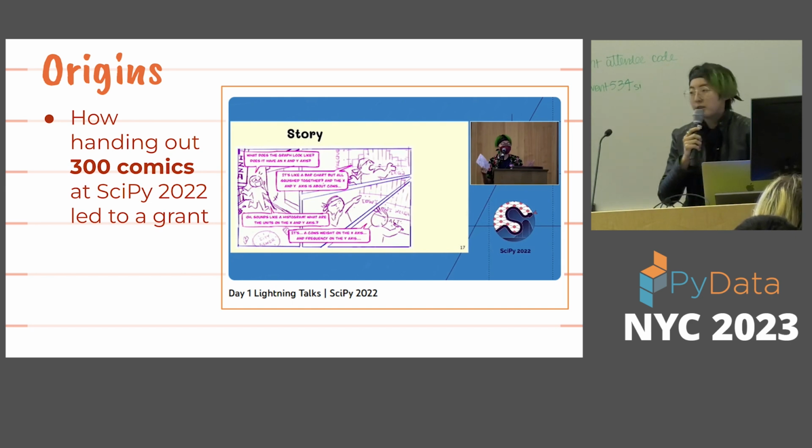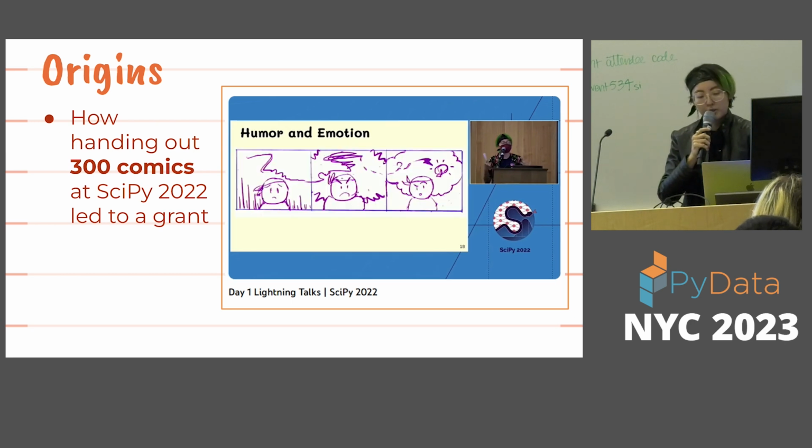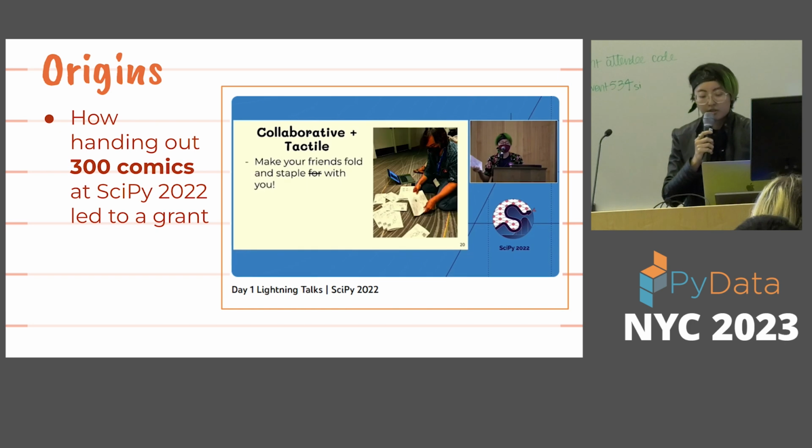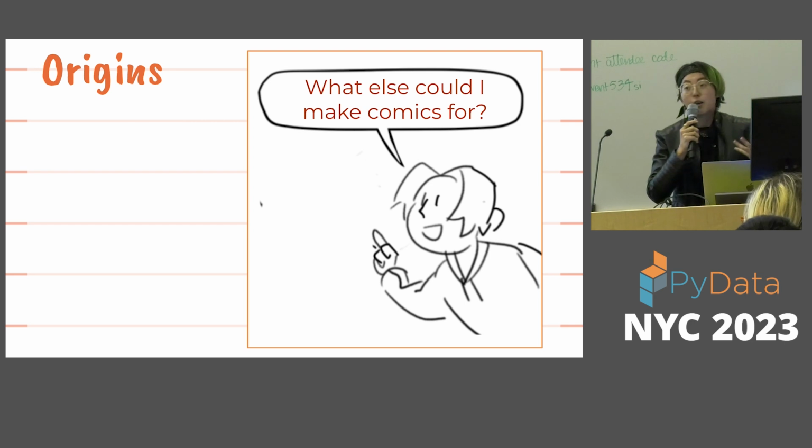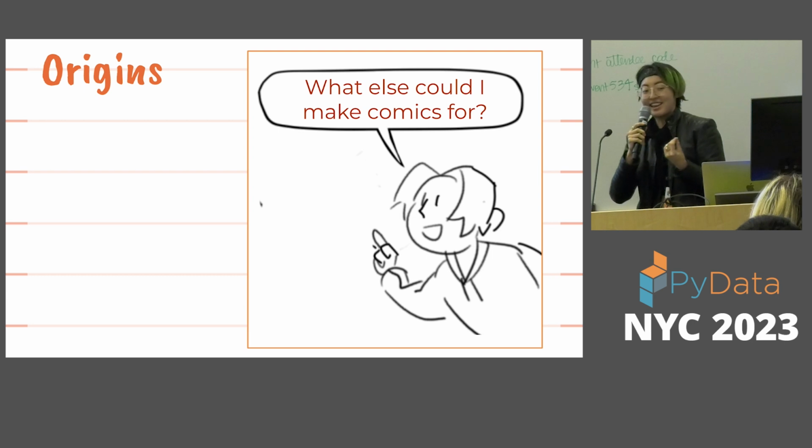And a lot of them are the same reasons that I'm talking about today, which is about having a story, humor and emotion, and saying that there's a human heart and reason of what we do and what we're trying to solve. And also, it's collaborative, it's tactile. I convinced my friends to help me fold and staple a bunch of comics, certainly not an hour before the lightning talk. And so when I left that experience, I felt really happy that I pulled this off. And it made me want to pull it off again.